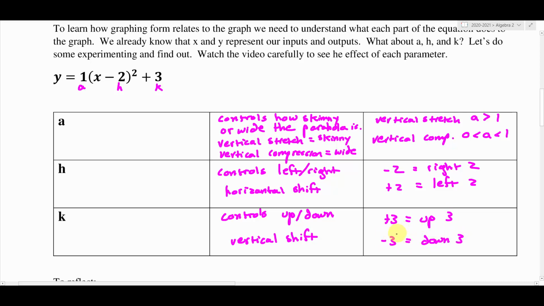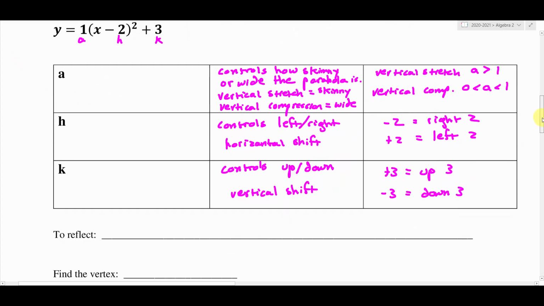And so this one moves the way that you think it would, right? So adding moves it up, subtracting moves it down, all right? Unlike the h value. All right, so I think we understand now what a, h, and k does to our parabola on the graph. So let's take a look.